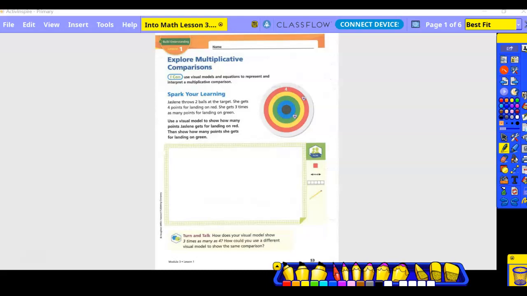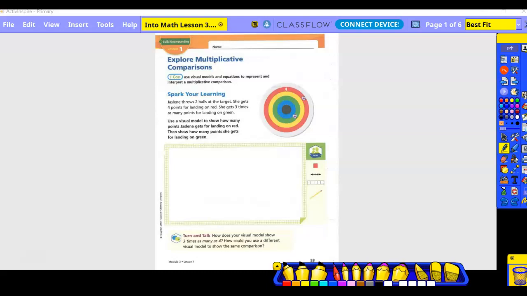Spark your learning. Jasmine throws 2 balls at the target. She gets 4 points for landing on red. She gets 3 times as many points for landing on green. Use a visual model to show how many points Jasmine gets for landing on red. Then show how many points she gets for landing on green.